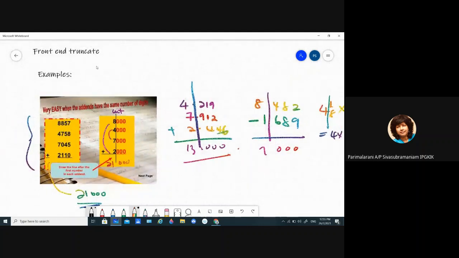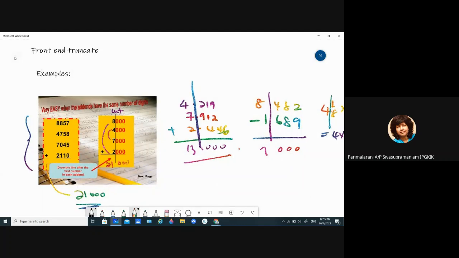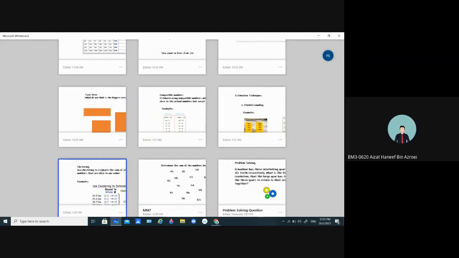Any questions for this? Yes, that's just for estimation, right? Not for the real answer. No, only estimation. Because before we ask the student to calculate, we want to teach them to estimate, so that students know whether the answer that they calculate is reasonable or not. Okay, so we're finished with that.